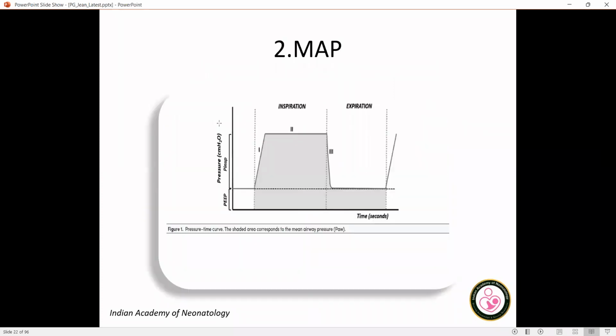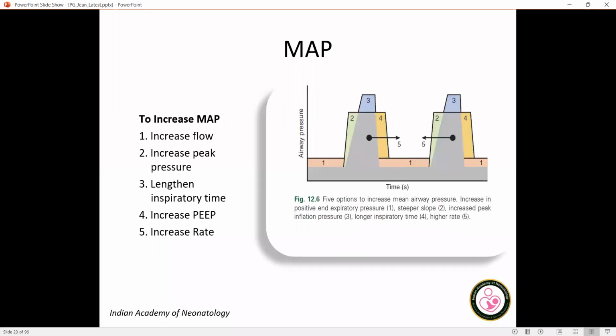Coming to MAP. MAP is very important because it determines the oxygenation. So from the pressure waveform, we can see the MAP and we can also see the different factors affecting the MAP. To increase MAP, we can increase the flow. By increasing the flow, this slope will be steeper, so the area under the curve will be increased.